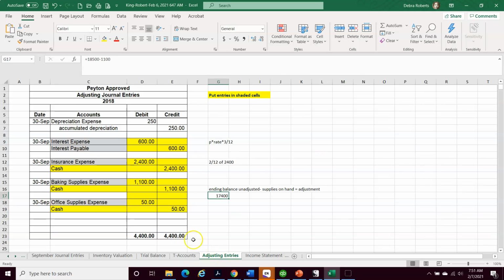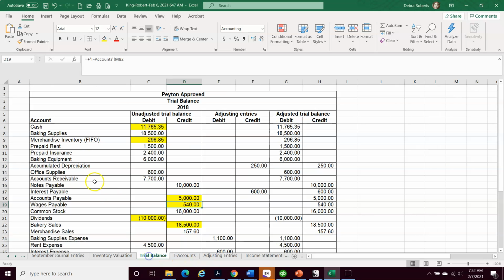They seem to be a lot of changes, but they're not necessarily a lot of changes. It's just that you've got to make certain that you're adjusting for what you've used here, and you've only used 2 months. You have to show your unadjusted ending balance minus the supplies you have on hand, which in this case is $1,100, to come up with your adjustment, and that's what you'll recreate here.